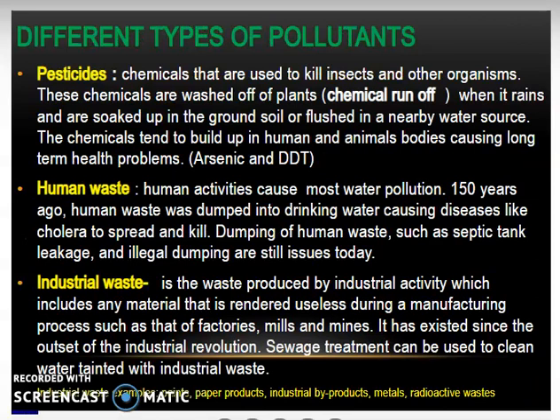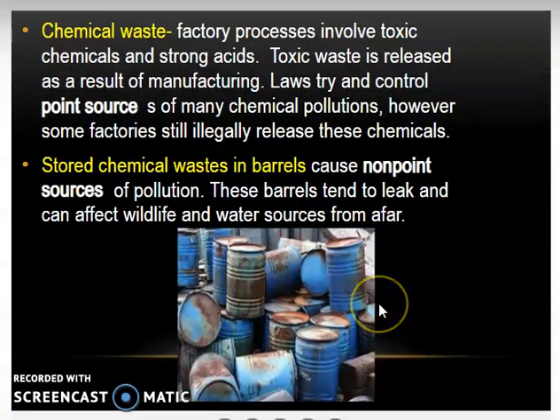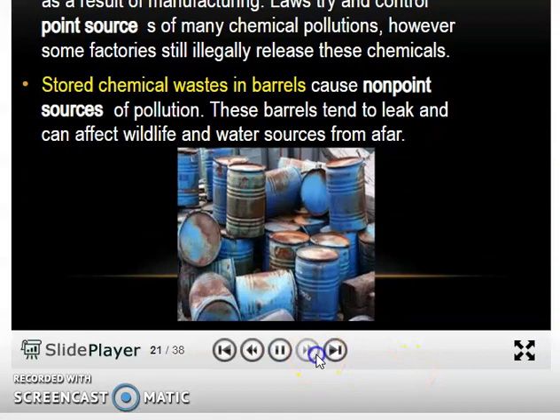Okay, so different types of pollutants. There are pesticides. Human waste can cause pollution. Industrial waste: all of the products that we use generate waste when those products are produced, and those wastes oftentimes run out in the water supply. Chemical waste: factory processes involve toxic chemicals and strong acids, and so the EPA is constantly measuring how much of that is being emitted from factories. And then stored chemical waste in barrels causes non-point sources of pollution as well.